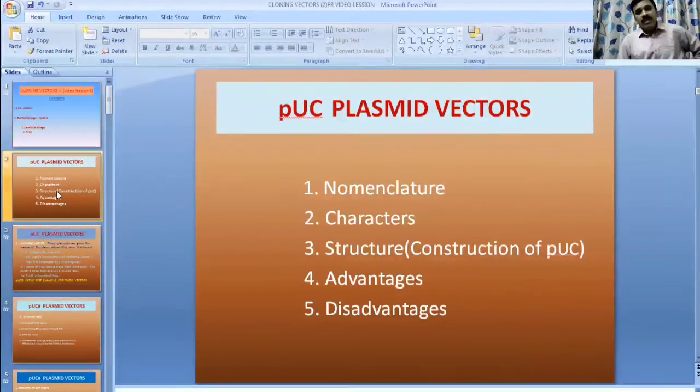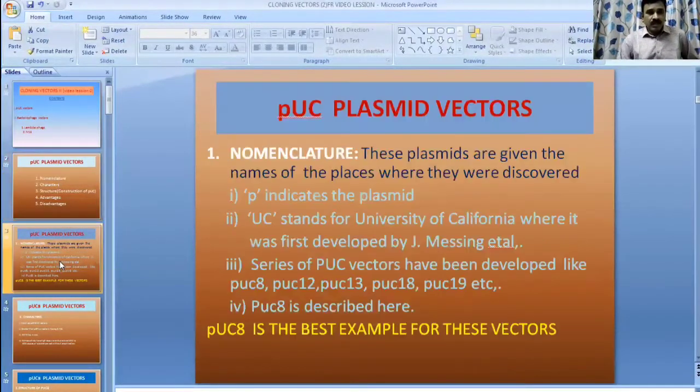Okay, this is another plasmid vector which is called pUC. You can see the contents of these plasmid vectors: nomenclature, characters, structure of pUC vectors, advantages of pUC vectors, and disadvantages of the pUC vectors. So let us see one by one quickly.